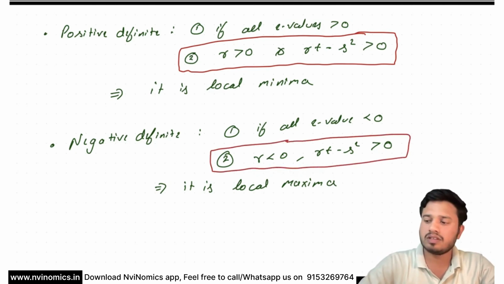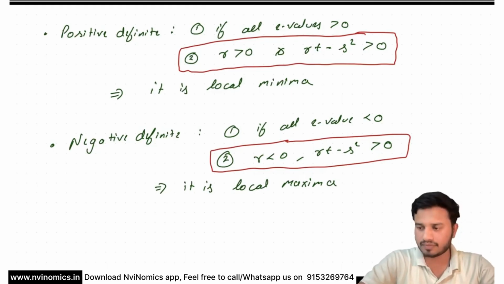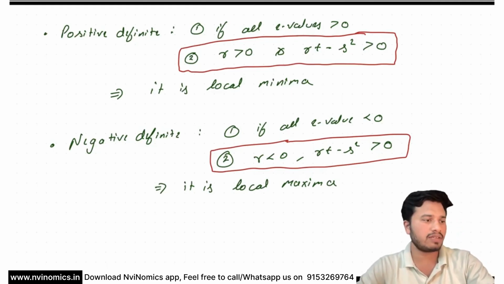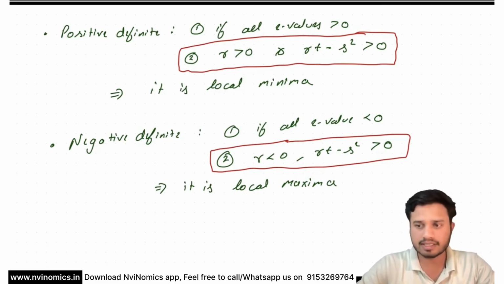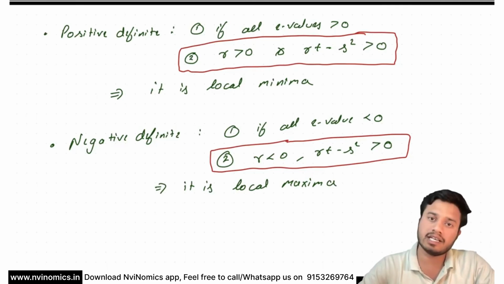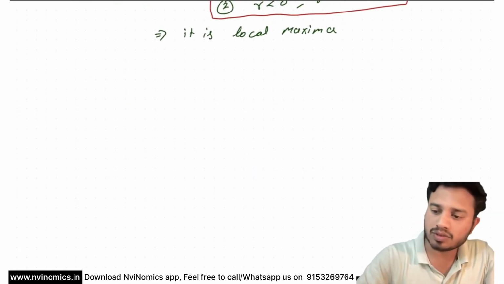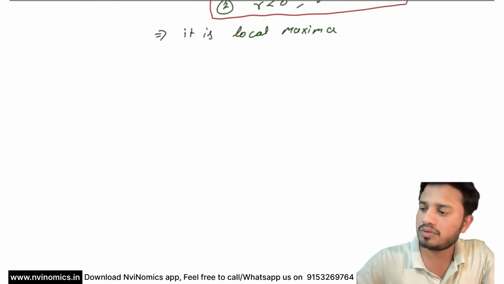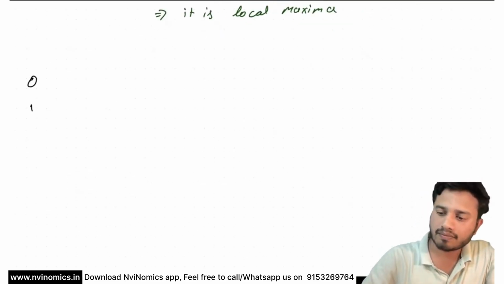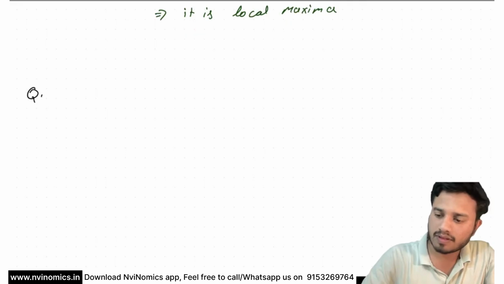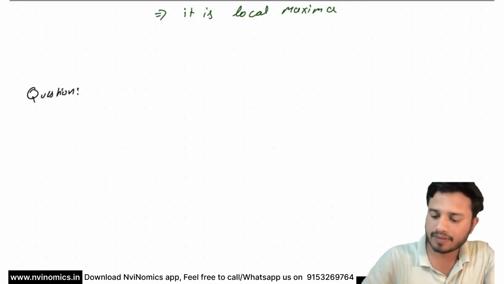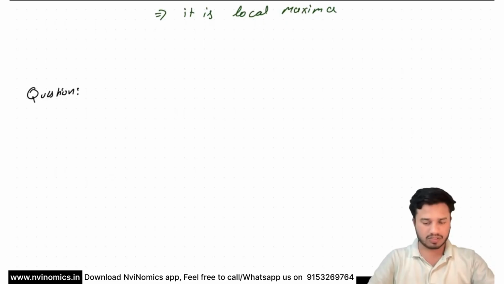So we will use only these two conditions, and these two conditions are known as Sylvester's criteria. We've already discussed this. We will use this when we have critical points. After that only we can use this. Okay, so let's see one question on how to use it.